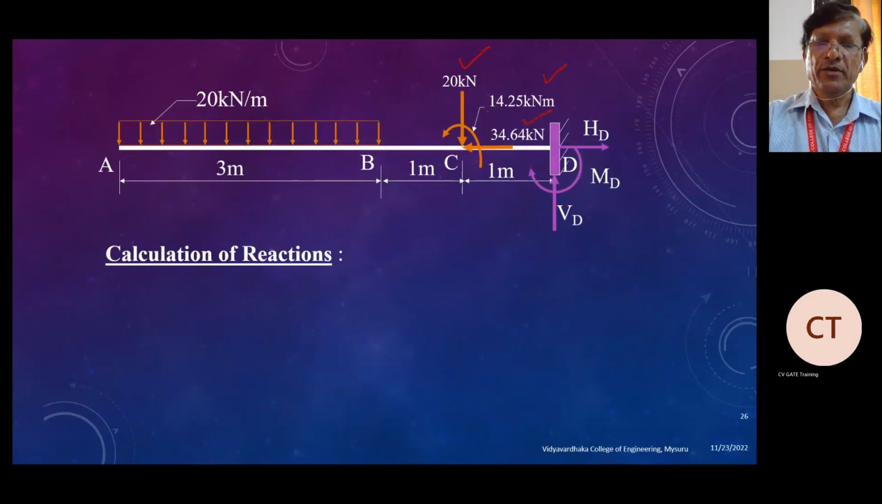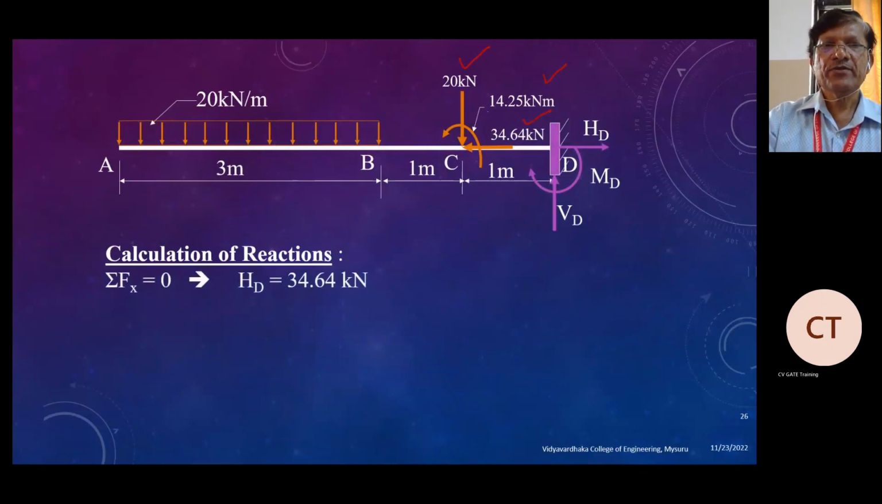Now you have to calculate the reaction. Next, for drawing the shear force or bending moment diagram, you need to calculate the reaction. First, sigma Fx is equal to 0. That is the horizontal force. We are not interested in the horizontal force.